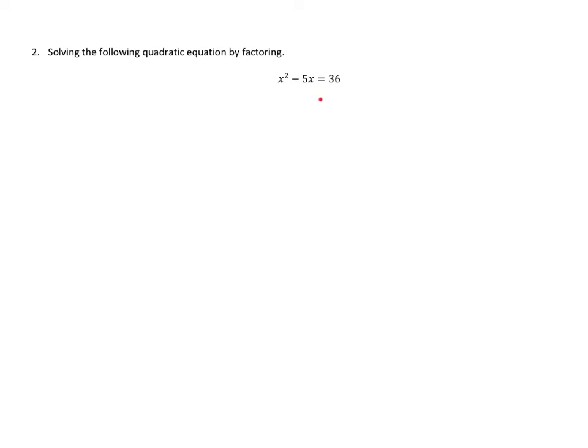Let's solve this quadratic equation by factoring. To do so, one side has to be equal to 0, so I'm going to start by subtracting 36 from both sides of this equation. When I do that, I get x squared, I'll put the minus 5x first, and then minus 36, and that is equal to 0. The reason for doing this is, if we can break apart the quadratic into two linear factors, we can check where those factors are 0.